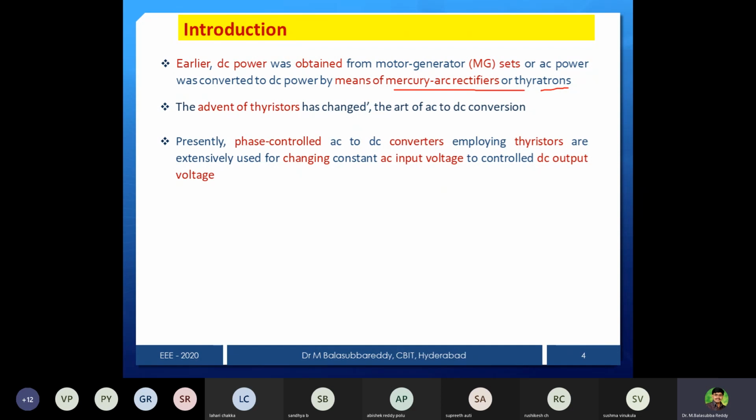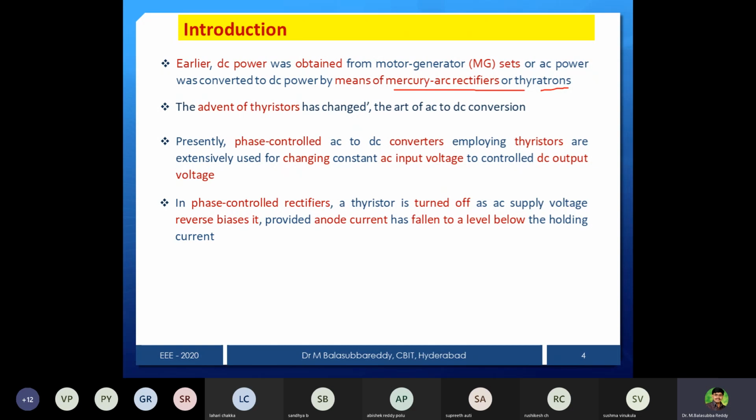In that process we have a lot of classifications. Any classification or any circuit will give AC to DC only, but depending on our requirement we need to select which controller is preferable for that particular application, whether you want quadrant wise or output power wise. It depends.